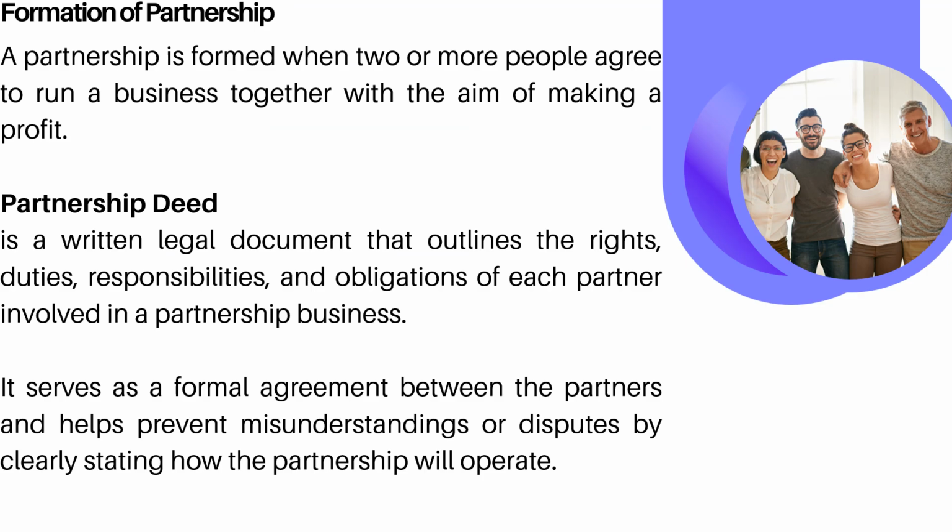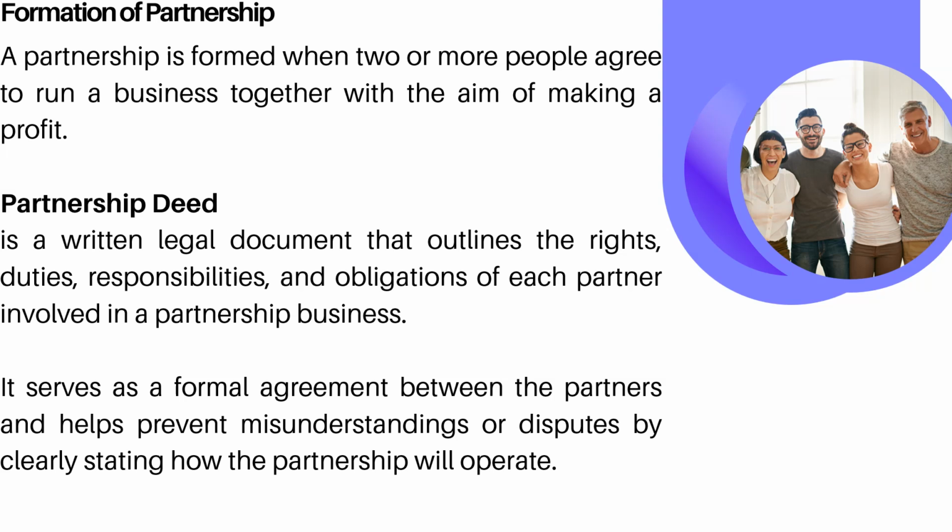Now, moving forward, we are going to be looking at the formation of partnership. And we are noting that it is formed when two or more agree to run a business together. And the aim is making profit. Now, for formation of partnership, we have a very, very important document we refer to as the partnership deed. And we note that a deed is a legal document that outlines the rights, the duties, responsibilities, and obligations of each partner involved in a partnership business.